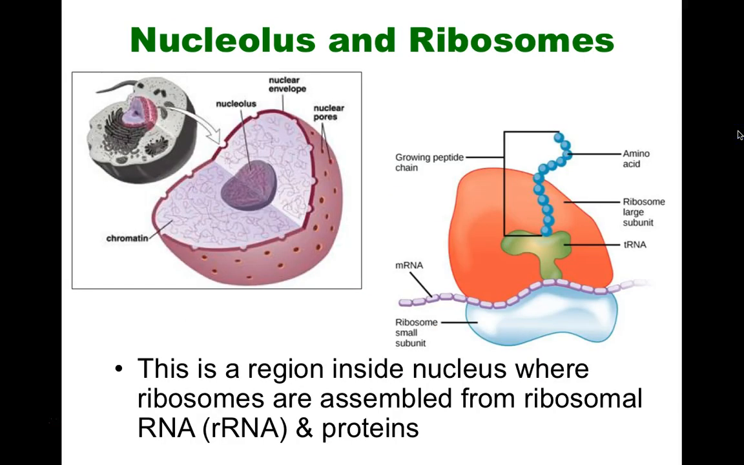For the nucleolus, we're going to find again that specialized structure in the nucleus of a eukaryotic cell where ribosomes are assembled from ribosomal RNA and proteins. We're going to find that ribosomes are called protein factories, and we'll talk about those toward the end of the semester when we talk about how these different components that we find in a generalized cell can function.